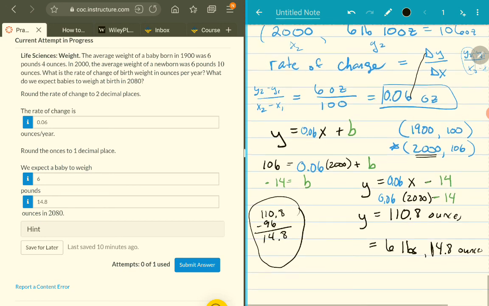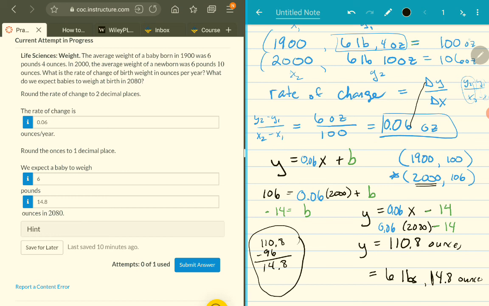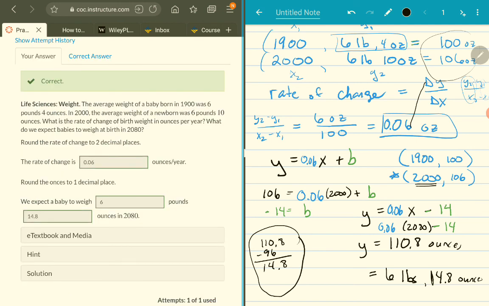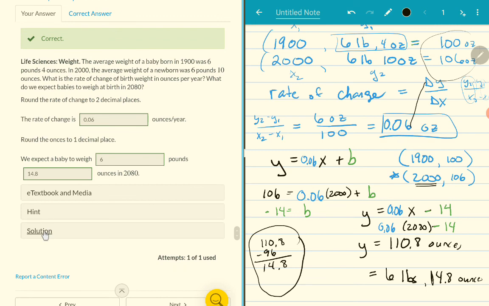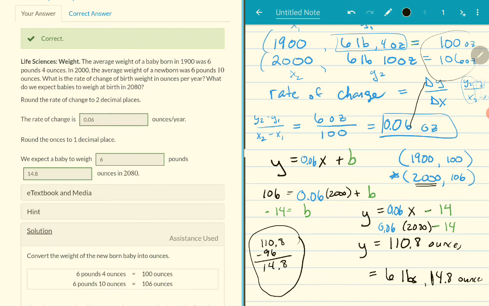to save me a couple times here. That answer makes sense because I'm looking at the baby growing starting at 100 ounces and 106. Originally 6 pounds and 4 ounces, then 6 pounds and 10 ounces. So 6 pounds and 14.8 ounces seems to make sense along that pattern. All right, so I got my answers. Everything's been entered. Nothing's highlighted anymore, so everything's saved, and I hit submit. And on the practice test, I get an immediate result to find out if it's correct. And if it's not correct, then I'm always welcome to check the solution, which is also given to me on the practice test only.